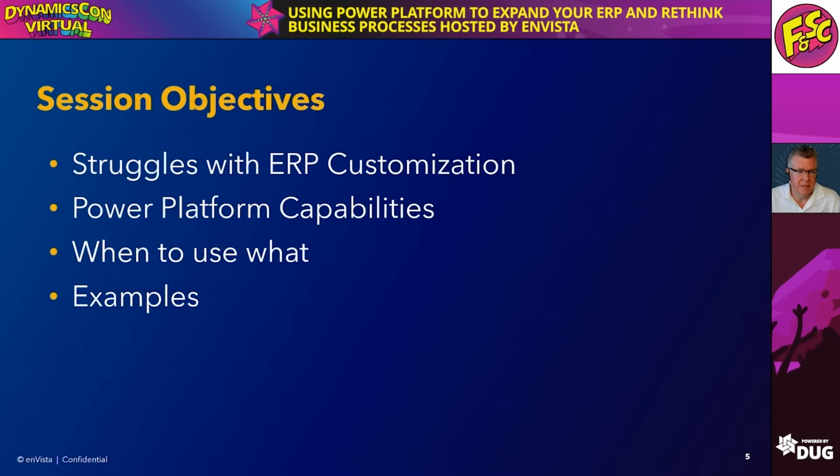So what are we going to talk about today? The 4 areas that I broke this into are struggles with ERP customizations, the Power Platform parts and capabilities, when you might use what part of Power BI, and lastly, I just pulled together a few examples to help you get a vision for where you might head in the future.